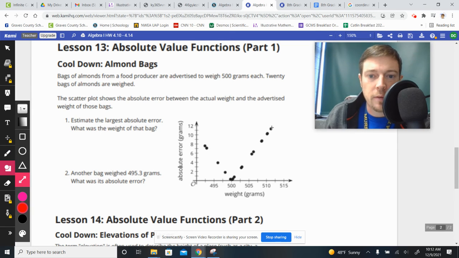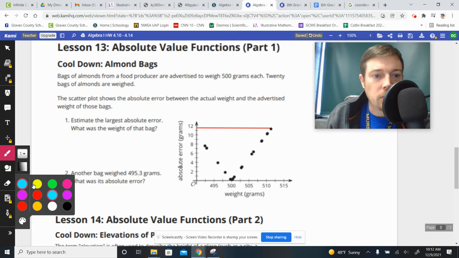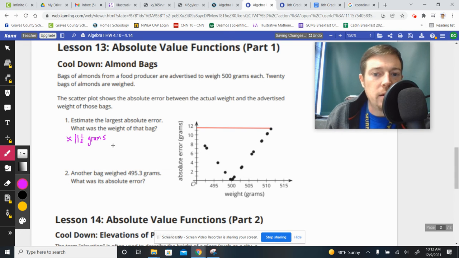So we can just read the graph here. It looks like this is the largest, and it appears to be right at 11 and a half grams. So we would say the largest absolute error seems to be about 11 and a half grams, approximately. What was the weight of that bag?